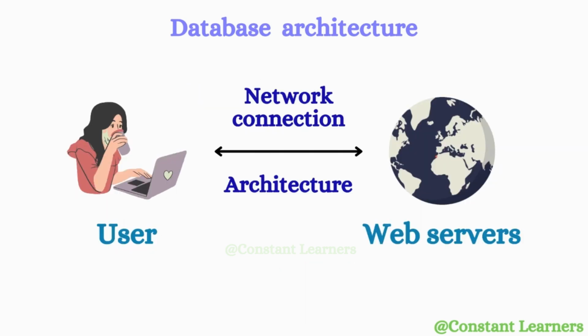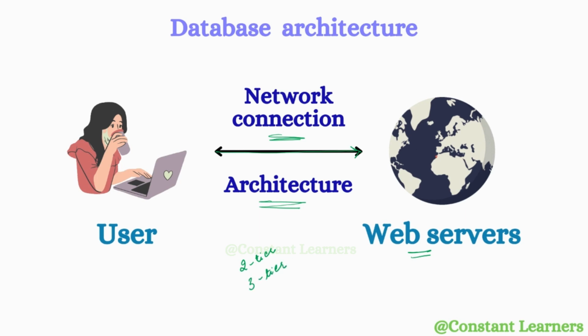Now, the data can be present anywhere on the web servers. That is, we don't know the exact location of the data. Thus, we need a network connection to be able to communicate with the database, and we also need a proper architecture so that the users can communicate with the data inside the database. And for that, we need the two-tier and the three-tier architecture.